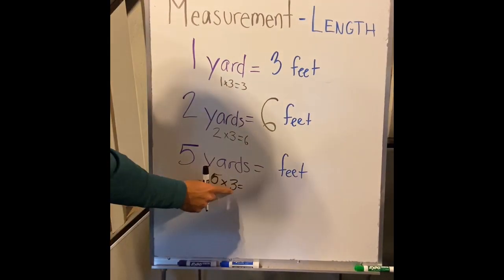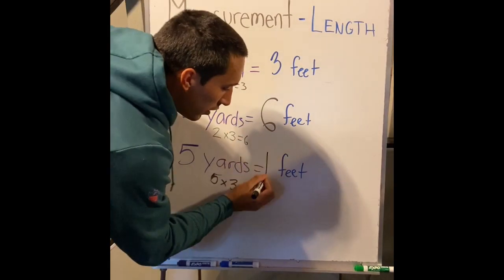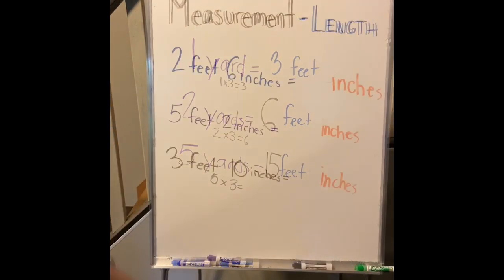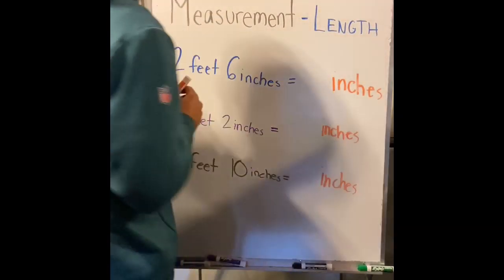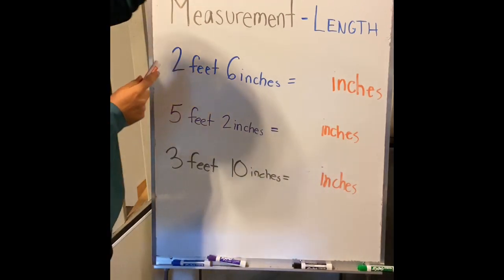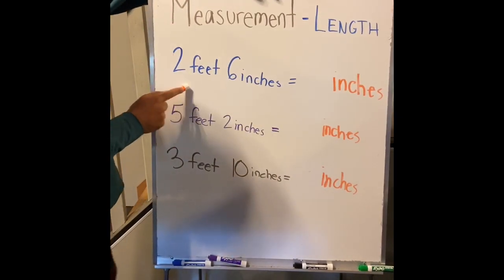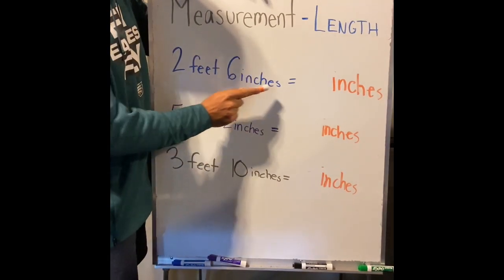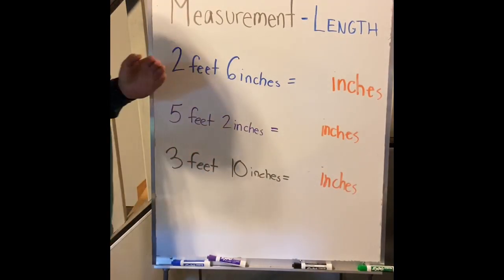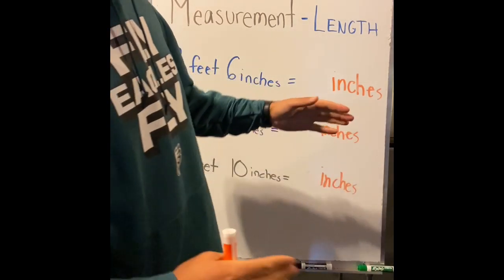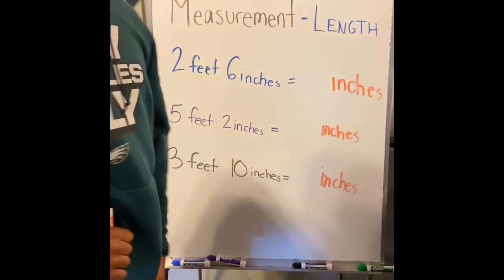Five yards times 3 feet in each yard will give us 15 feet. Moving forward, it's going to get a little bit trickier. What I'm asking you is, I have 2 feet and 6 inches, and I want to know how many inches that is total. So 2 feet, 6 inches equals how many total inches?